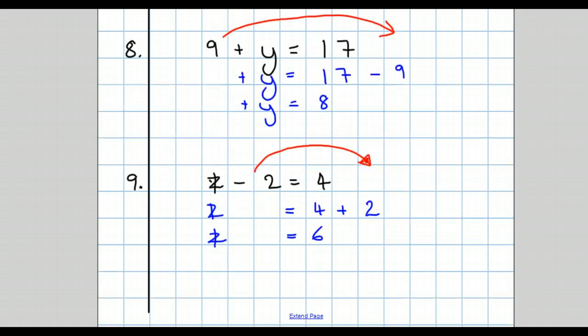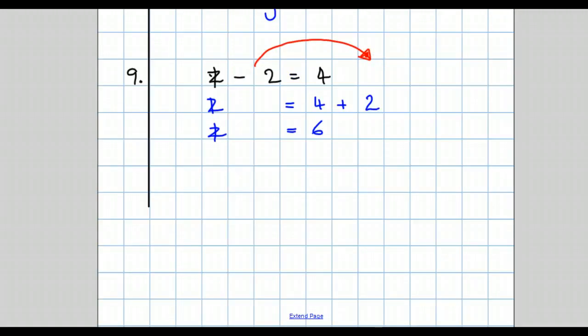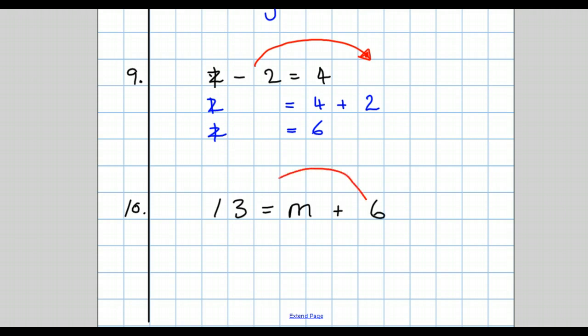Now let's just look at one more case. It involves the same techniques. It's just going to be working in the opposite direction from right to left. Here we go. Question 10. 13 equals m add 6. So what shall I do? I move the number across. So my line of working is 13, take away 6, always take away, unless there's a minus sign in front, equals m. So 7 is equal to m.